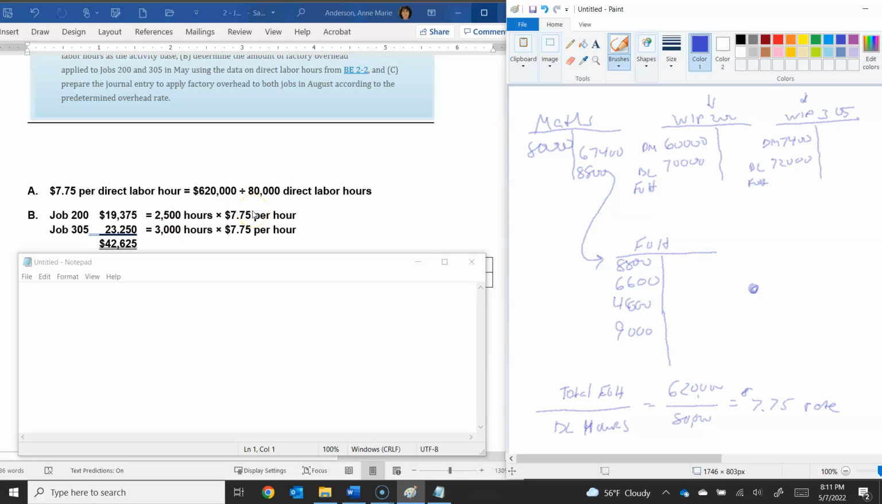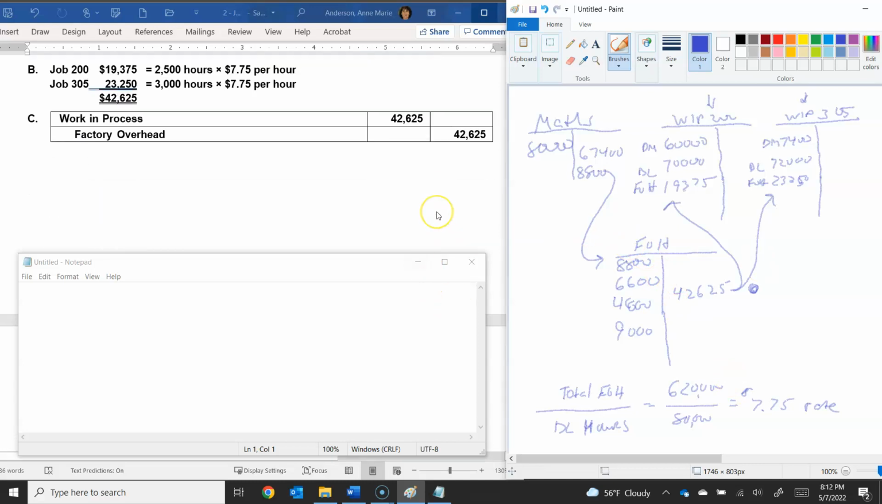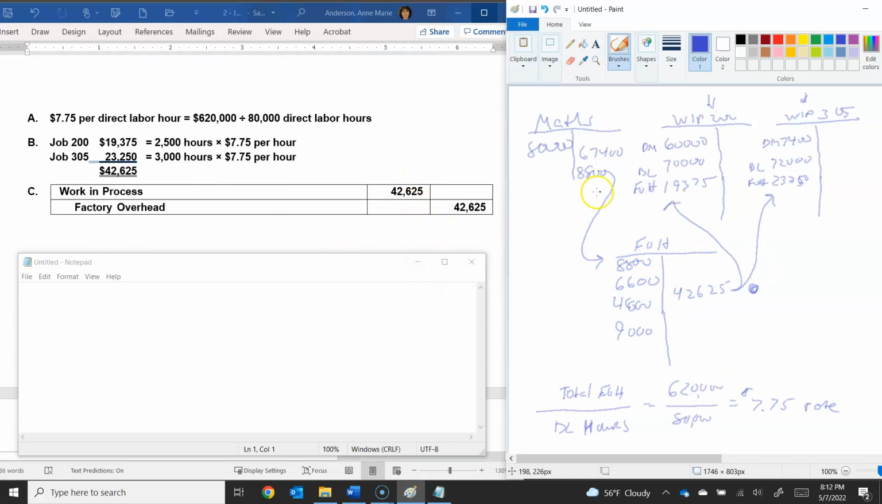So that's going to be 19,375 for this job, and it's going to be 23,250 for this job of factory overhead. The total of those two is going to come out of here, which I'm not even going to pretend to do the math. Oh, 42,625, based on what the number is over on the answers. So some of it's going to come here, and some of it's going to come here. That's how we're pulling these out of here. So our journal entry: debit to work in process, and I again have it broken out by the two different jobs, and a credit to factory overhead for the full amount.